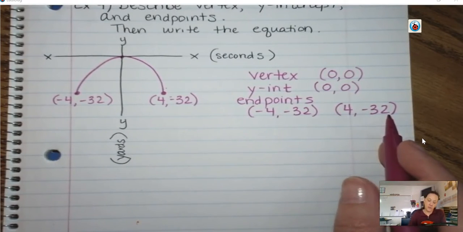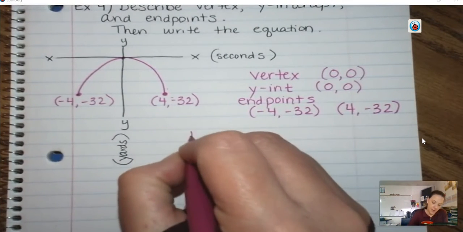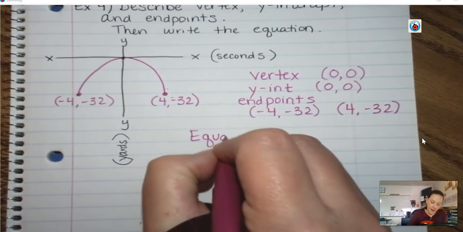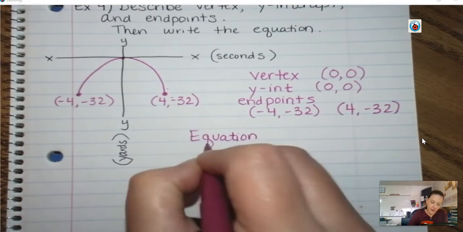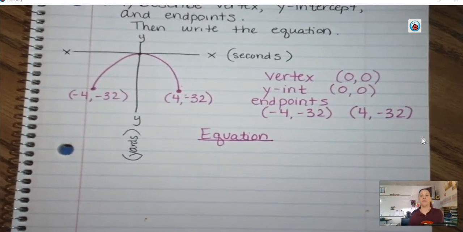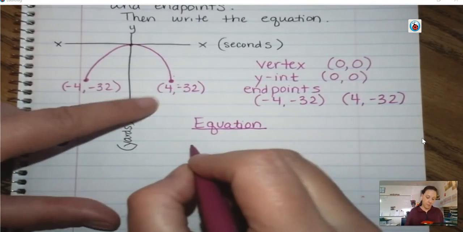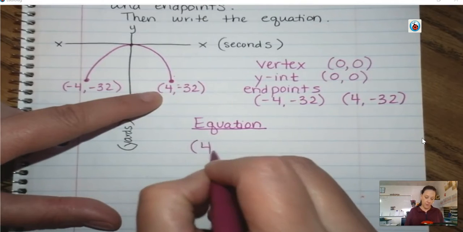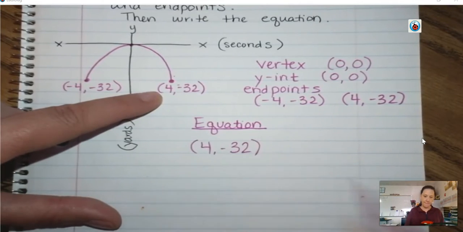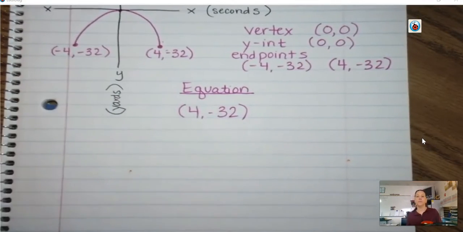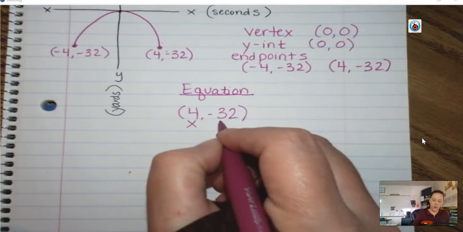Okay, the last thing we have to do is write the equation. And the equation, we did this on Friday. How to write the equation from a graph. So we need to pick a point. They give us 2 points. So you're going to pick a point. Let's just all use 4, -32. Label it x and y.